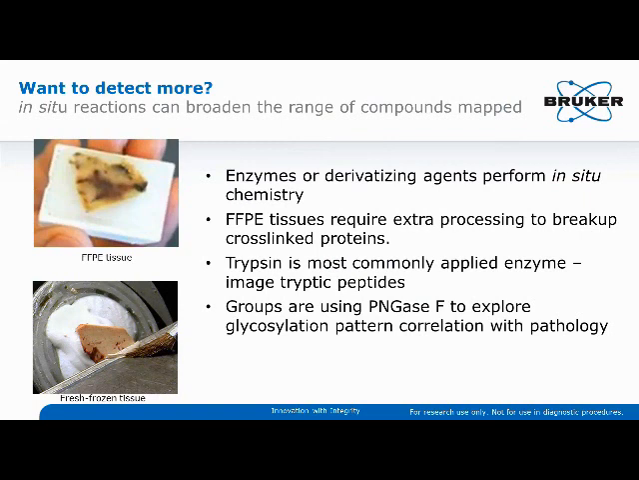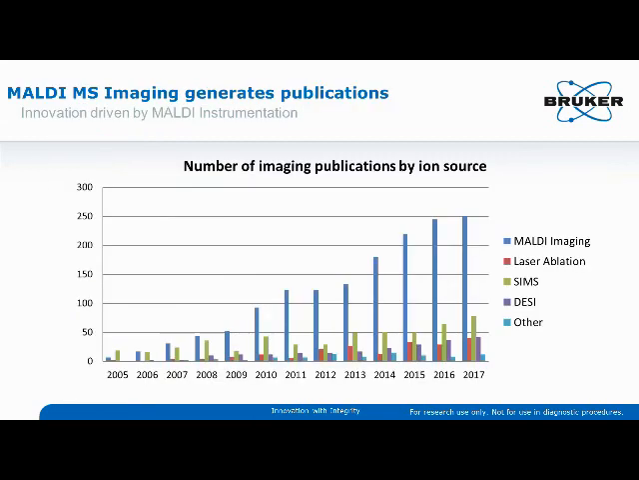But one of the topics, I guess, for the rest of the presentation is the fact that there's a small but growing number of groups that are looking at an enzyme like PNGase F as a way to get more information. It's a way of getting access to glycosylation patterns and then correlating the glycosylations with pathology.